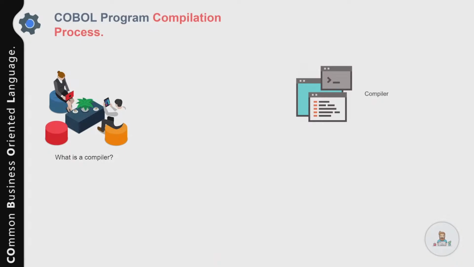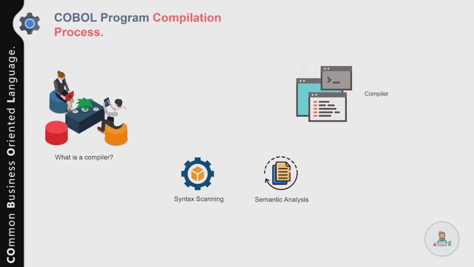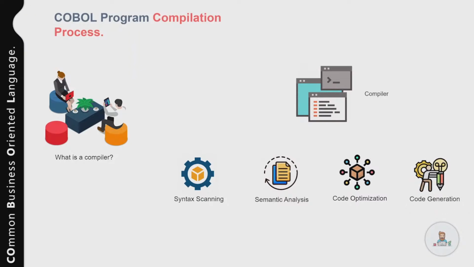Now the entire compilation process is divided into four different stages. The first stage is syntax scanning, second stage is semantic analysis, third stage is code optimization, and the last stage is code generation. So if you want to execute a COBOL program on mainframe or non-mainframe platform, then it has to be compiled with the help of a proper COBOL compiler. And remember, we do have different categories of compilers, and these compilers are very specific to the computing platform. So in case you want to execute your program on the mainframe platform, then probably you'll pick a compiler that is available on the mainframe platform.